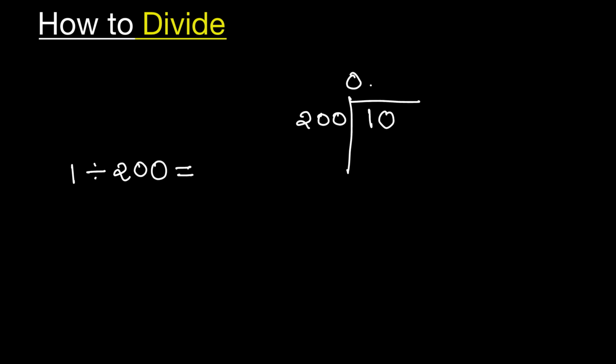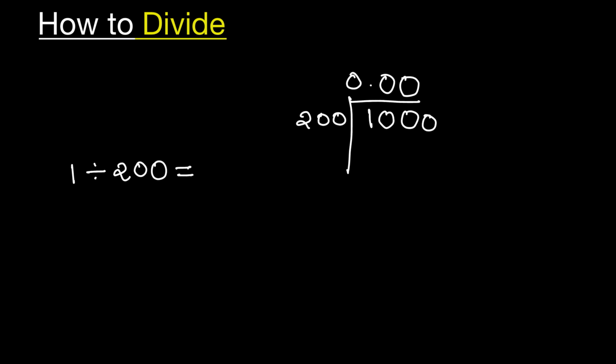And again see that 10 is less than 200. That is why we will again borrow 1 0, and for that we need to put a 0 here. Now again see that this 100 is also less than 200. That is why we will again borrow 1 0, and for that we will again put a 0 here.